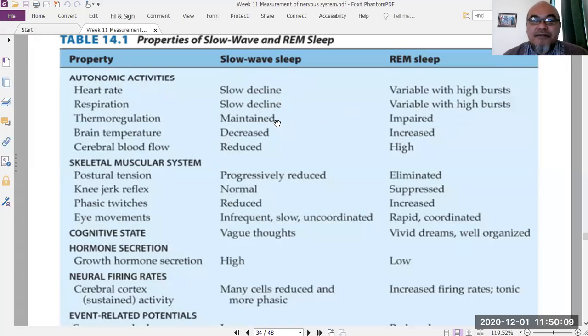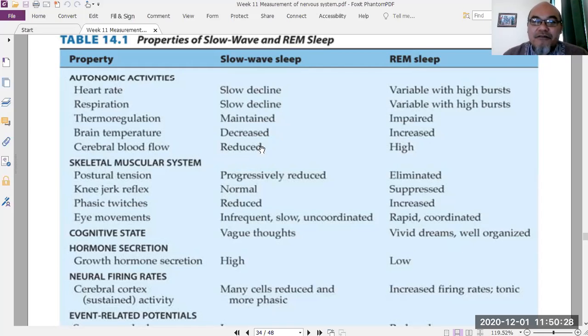Thermoregulation in slow wave sleep is maintained, but during REM sleep it is impaired. Brain temperature increases during REM. So actually your brain is being active during the REM. So these are some amazing facts. While in slow wave sleep, the brain temperature decreases.